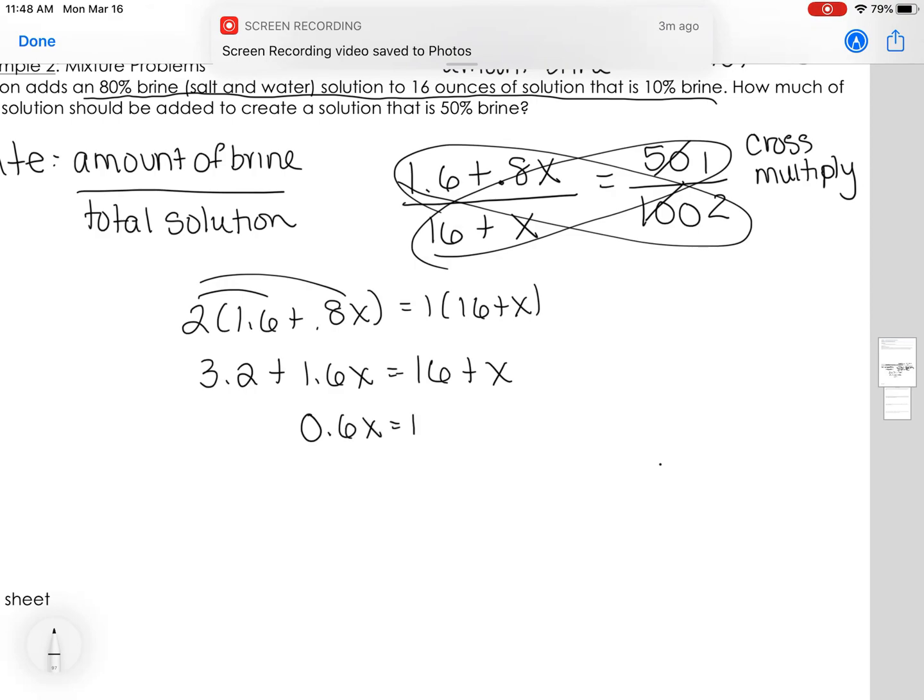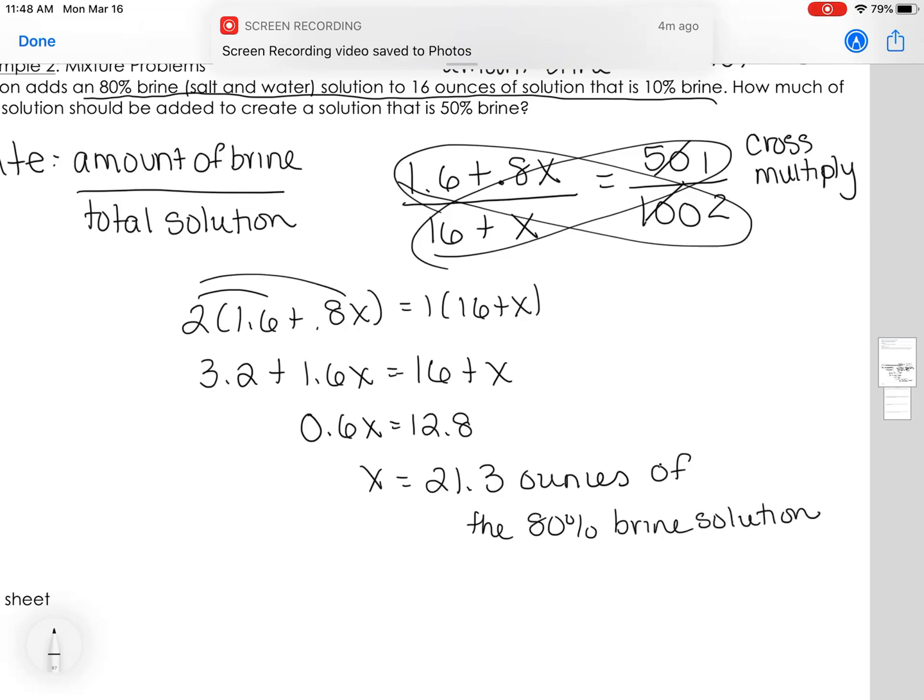When you combine like terms, you get 0.6x is equal to 12.8. And when you divide, you get about 21.3 ounces of the 80% brine solution. So that means that 21.3 ounces of that 80% brine is what we are talking about in this particular question. Okay, but focus on being able to determine, if you're talking about percentages, the rate, so it's the amount of brine over the total solution.